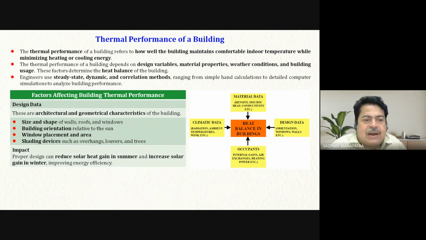The design data are basically architectural and geometrical characteristics of the building. Here the size and shape of walls, roofs and windows, building orientation relative to the sun, window placement and area, and the shading devices such as overhangs, louvers, or the trees that are there in the buildings. The impact: proper design can reduce the solar heat gain in summer and increase the solar gain in winter, and it also improves the energy efficiency.